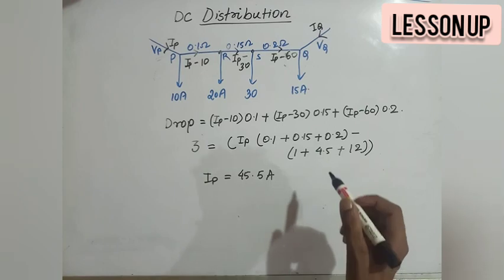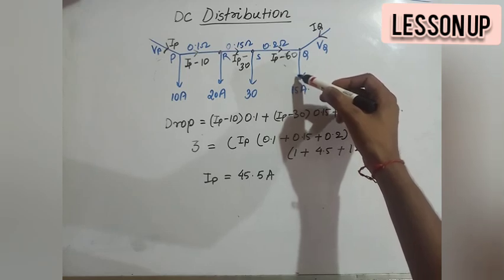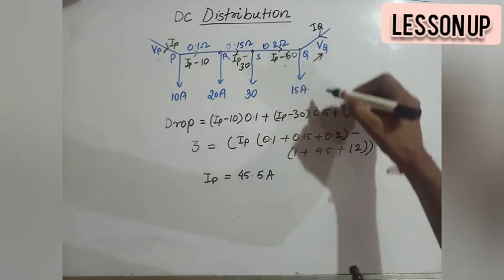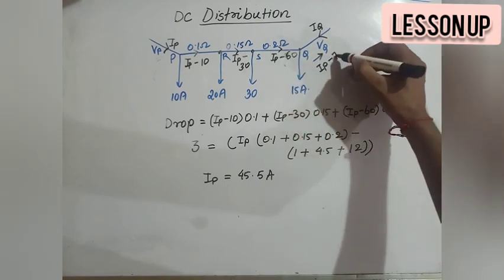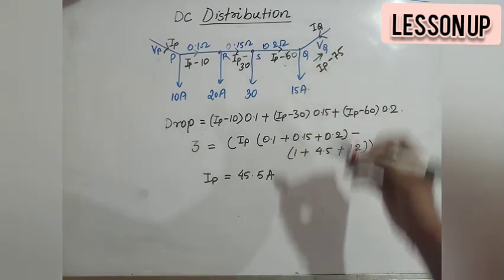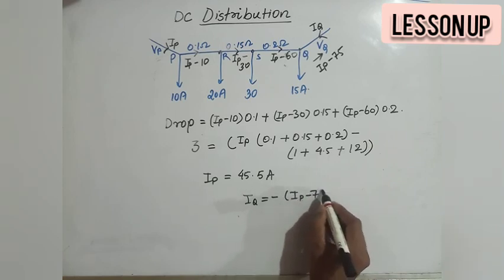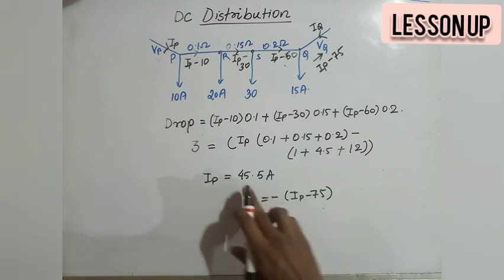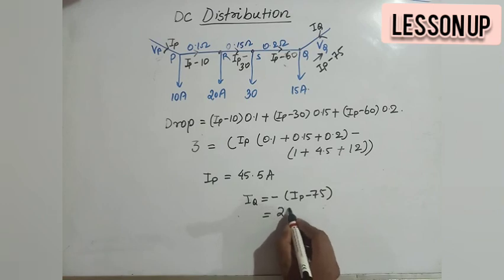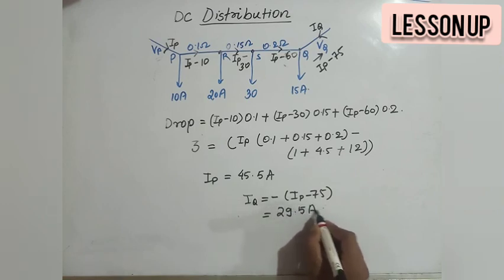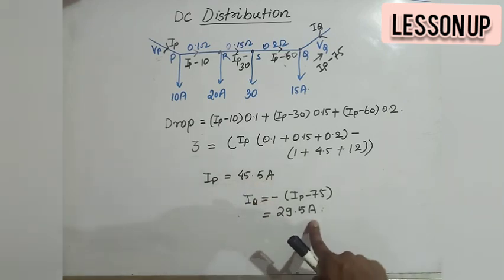So if IP minus 60 is coming at point Q and 15 ampere is taken out, what will be the current flow in this direction? It will be IP minus 60 minus 15, that is IP minus 75, which is in opposite direction of IQ. So IQ will be minus of IP minus 75. Just put the value of IP at this point, you will get 29.5 ampere. So IP is 45.5 and IQ is 29.5 ampere.